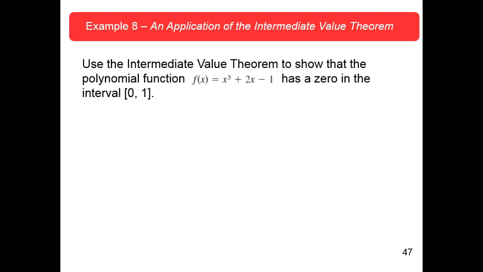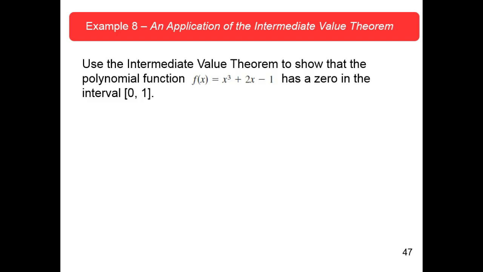So here's example 8, and this is, goodness, I'm running out of steam fast. Top of page 82. Use the intermediate value theorem to show that the polynomial function f of x is equal to x cubed plus 2x minus 1 has a 0 in the interval from 0 to 1. How can you show it has one? All you're showing is existence. You aren't finding what it is, but how can you show that it does have a 0 in between 0 and 1?